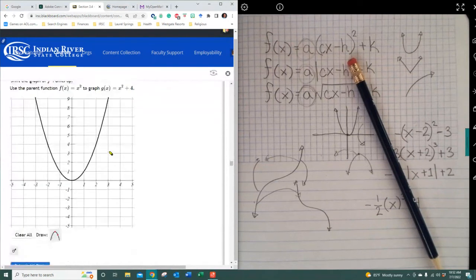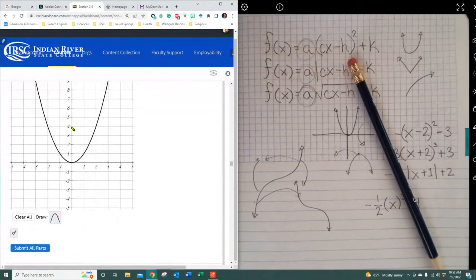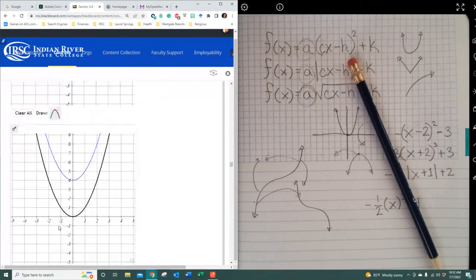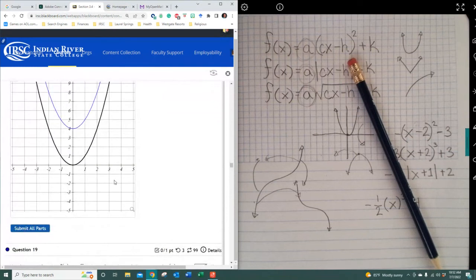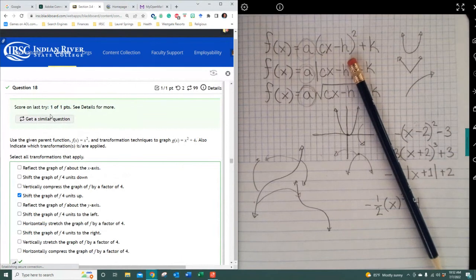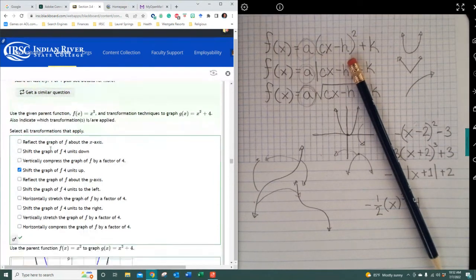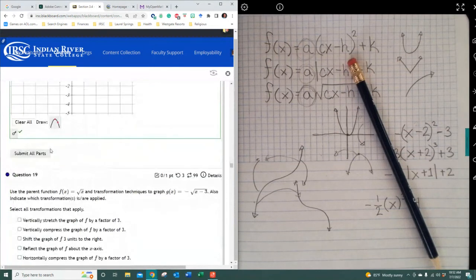And then you go ahead and physically graph it 4 units up. So you want to make sure you select this, hit this, and it automatically draws out what kind of function it looks like. And so we have that. I go ahead and answer it, and submit all parts, and we'll get it all right. If we don't, then there's a simple mistake we made. But it's right. So you got 1 out of 1 point.